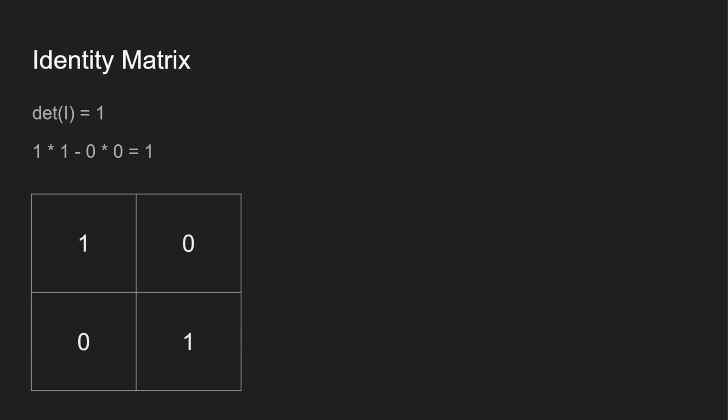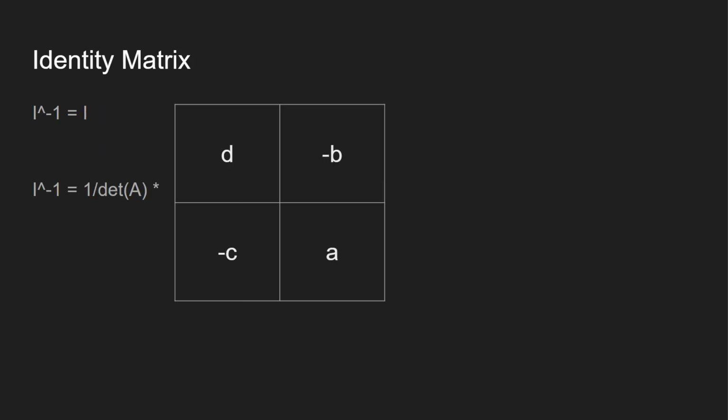The determinant is super easy to calculate in this one, right? 1 times 1 minus 0 times 0. Well, that's 1 minus 0. And our answer is going to be 1. The inverse of the identity matrix is going to be equal to the identity matrix. So the formula behind it is 1 divided by the determinant times, and you rearrange your matrix, right? So typically you would have A, B, C, D. Well, in the inverse, right, we flip A and D, and then we negate B and C.